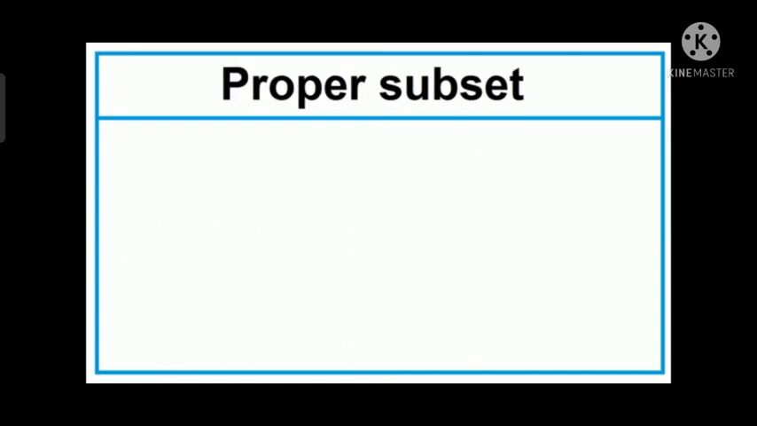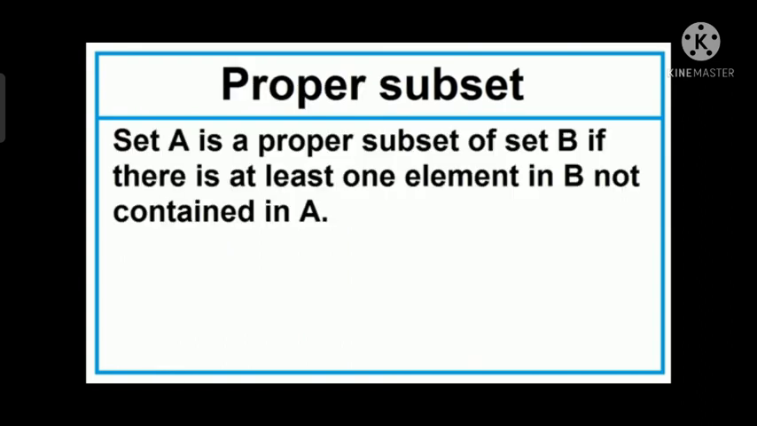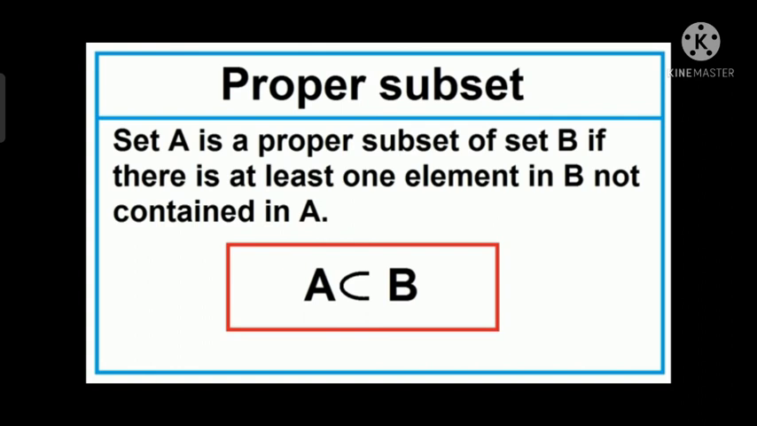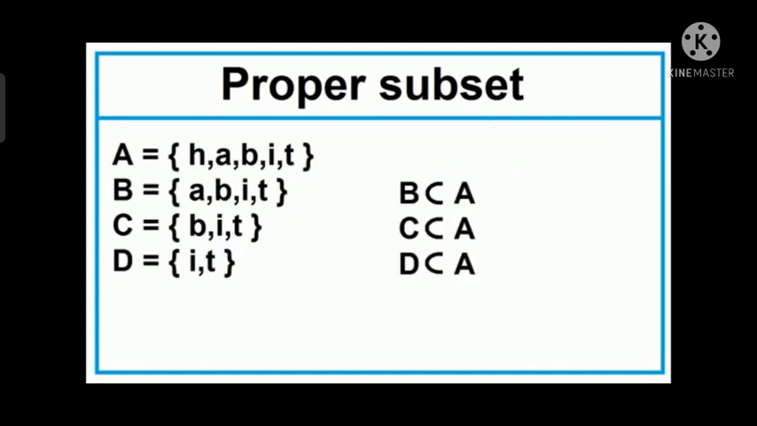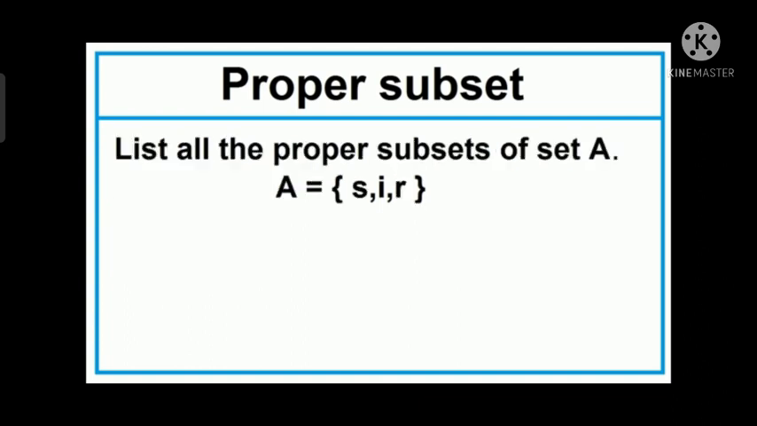Proper subset. Set A is a proper subset of set B if there is at least one element in B not contained in A. In symbol, set A is a proper subset of set B. Example: given sets A, B, C, and D. Set B is a proper subset of set A. Set C is a proper subset of set A. Set D is a proper subset of set A. List all the proper subsets of set A.